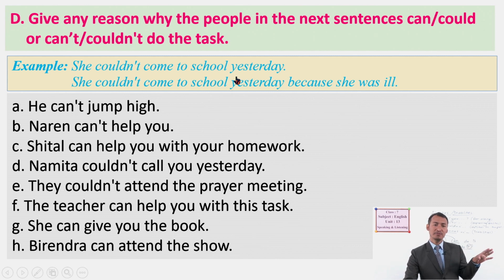She couldn't come to school yesterday because she was ill. Okay, this is the reason. Now we have similar sentences here, and we have to add these reasons with because.